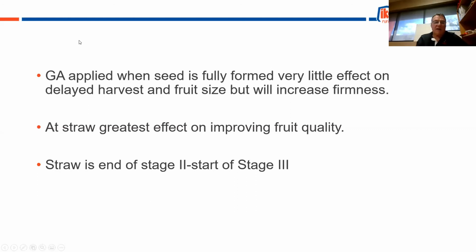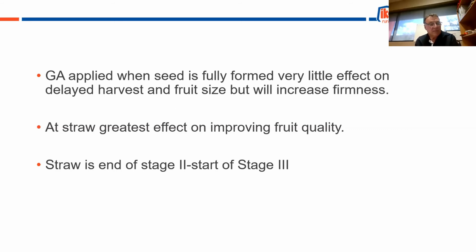Just to go over that again, I think it's an important thing when you're looking at markets and crop load, whether it's the domestic market, trying to get it in before Christmas, or if you want to hold it till after New Year, or whatever the market is. When GA is applied when the seed is fully formed, it has very little effect on the harvest and the fruit size, but it will give you firmness. That's because the seed itself produces a lot of hormones for the fruit that the fruit reacts to.